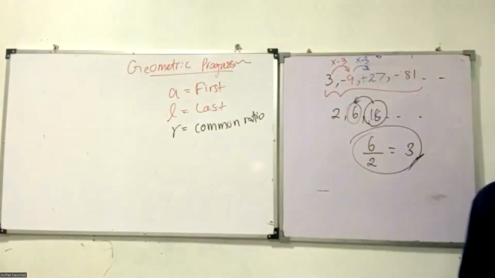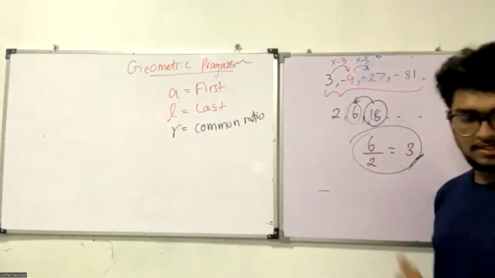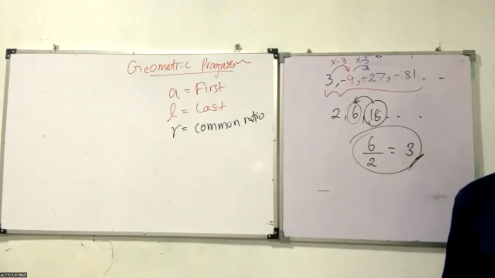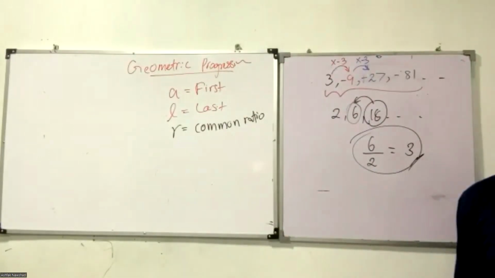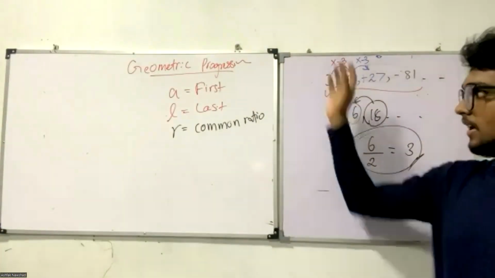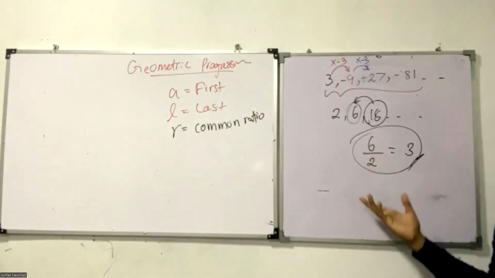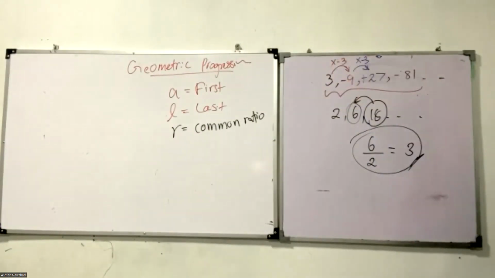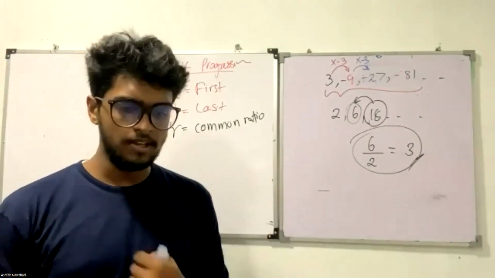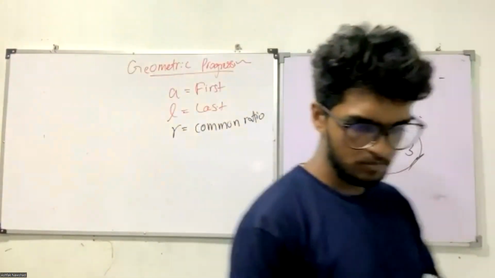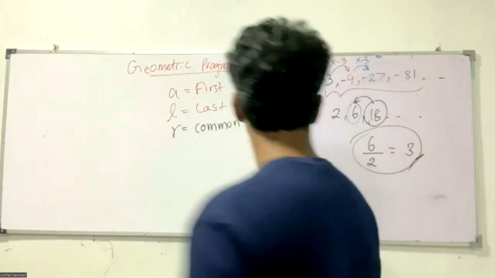If you understood arithmetic progressions, this is easier than the first one, because you know something like this. The same things: additions become multiplications and subtractions become divisions. Is that clear for all? Let me know. Are we clear? Yes, clear. All right.